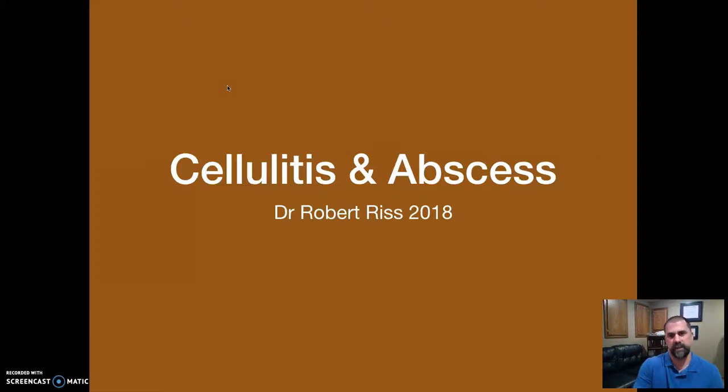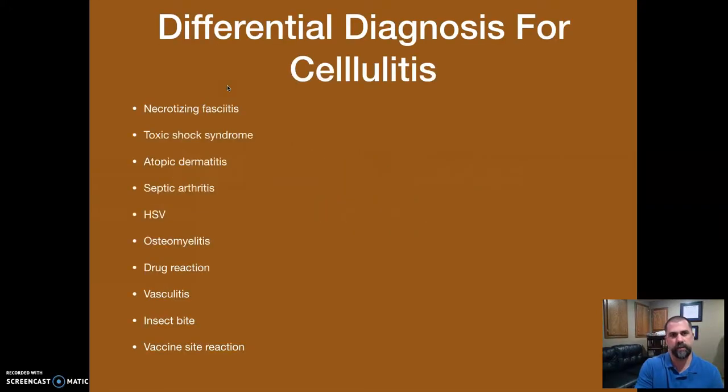All right, let's talk about cellulitis and abscesses. So, differential diagnosis for cellulitis: toxic shock syndrome, necrotizing fasciitis, atopic dermatitis, septic arthritis, HSV, osteo, drug reactions, vasculitis, insect bite, and a vaccine site reaction.